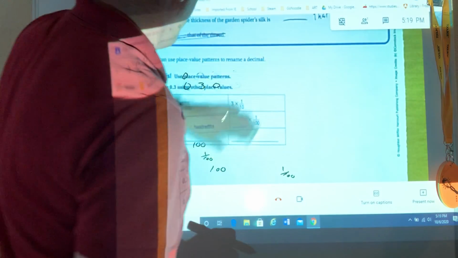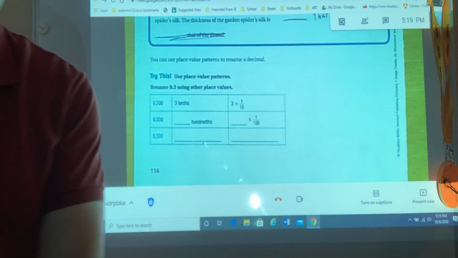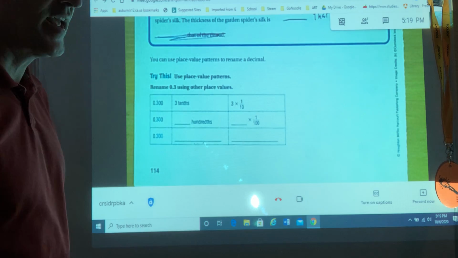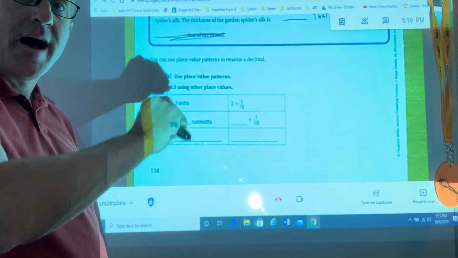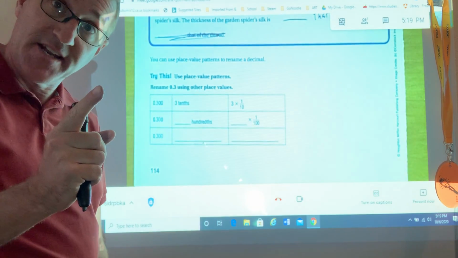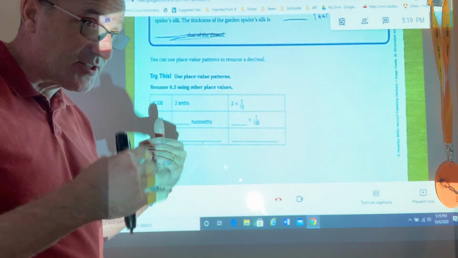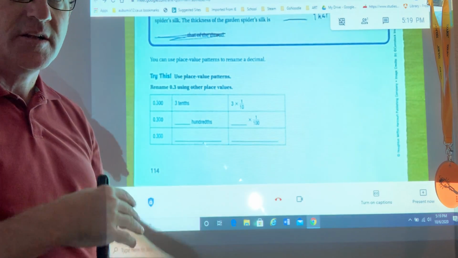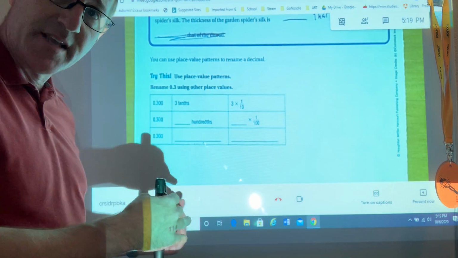All right, so finally we got this little part here on the bottom, and it says you can use place value patterns to rename a decimal. Remember, it doesn't matter how many zeros I add onto the end of a decimal. It's not going to change the value, but it will change its name. It's not going to change the value, just the way it looks. It's like putting on a coat and a hat and some sunglasses, trying to look cool, change its appeal, but it's really the same thing.